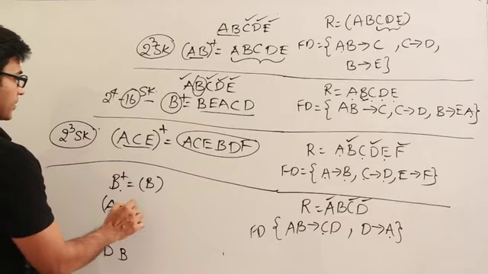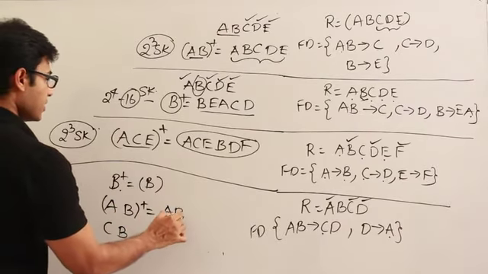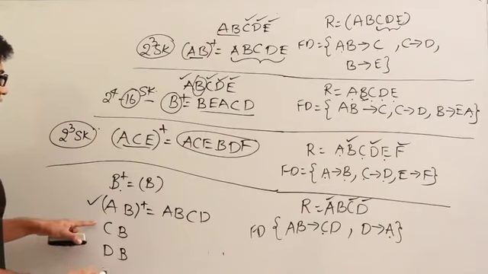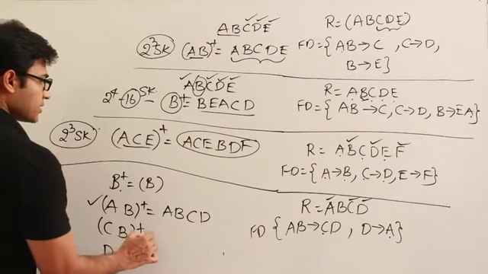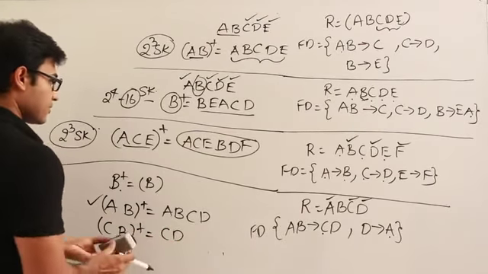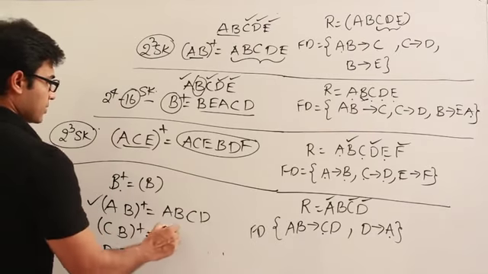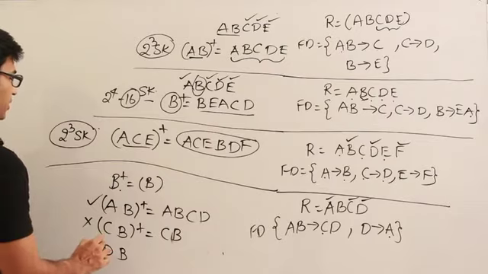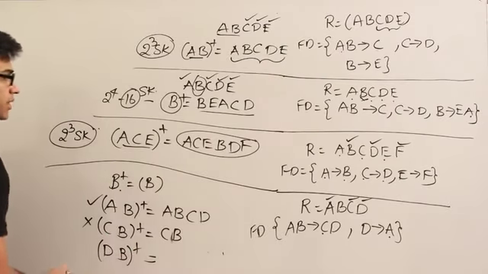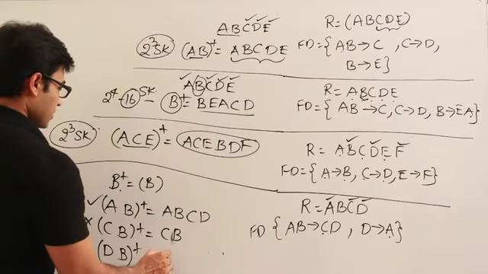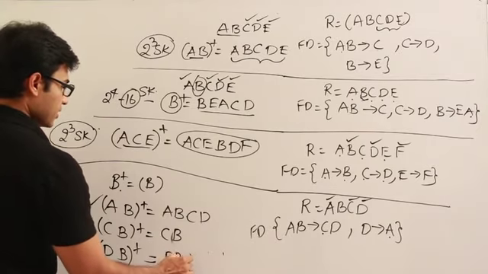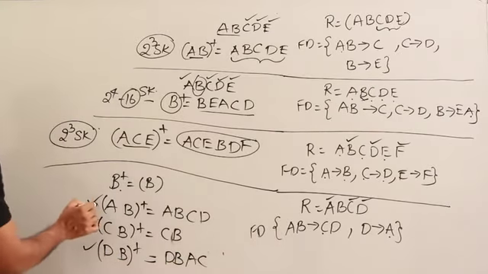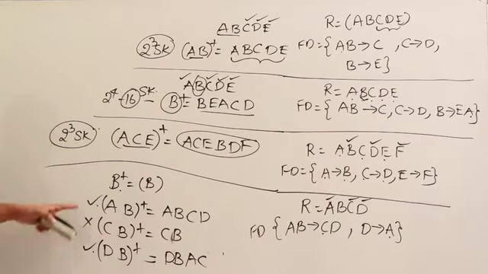Now let me check AB. AB plus, then what do I get? AB, and because of this CD. Therefore AB is a candidate key. What about CB? If I take CB plus, then I get CB, right? CB, and I'll not get anything. This is not the candidate key, right? And if I take DB, because of DB I'll get DB, and because of D I get A, and because of AB I get CD, which means C. Therefore these two are possible candidate keys, isn't it?